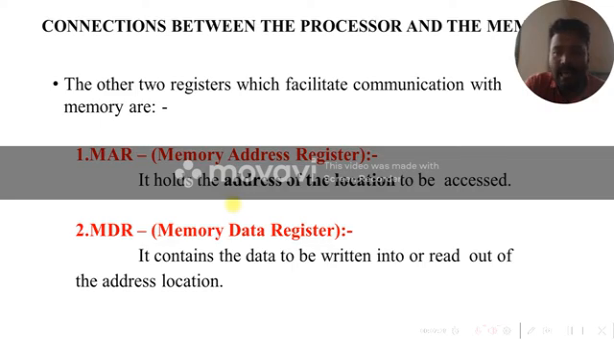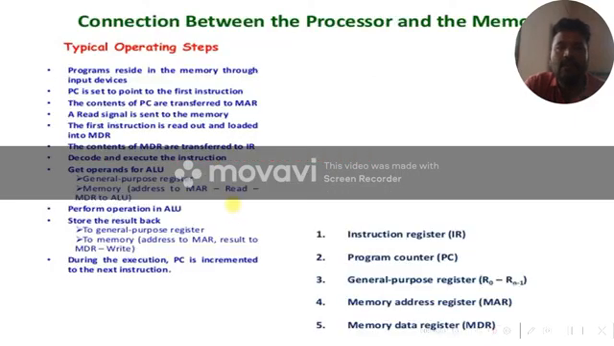First one is MAR, the memory address register. It is used for holding the address location of a particular data to be accessed. Whereas MDR contains the data that is to be written or that is to be read out from the address location we are specifying. So these two registers are very useful in retrieving and writing a particular data. We have different types of registers.